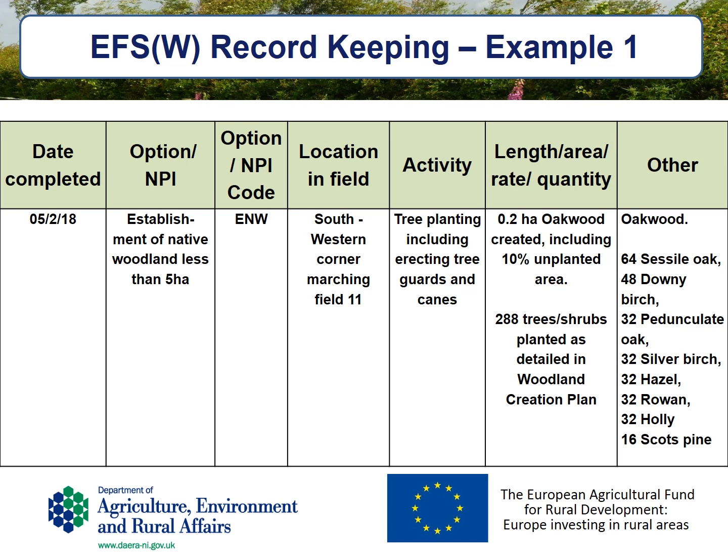In this example shown, the participant is recording the establishment of native woodland less than 5 hectare option by planting trees and erecting tree guards and canes in a 0.2 hectare field area, in field 4 on the 5th of February 2018. For this option, the species composition, the type of woodland established, and the number of trees or shrubs planted must be recorded. This is as detailed in the information sheet. The species composition should reflect the information provided in the woodland creation plan provided by DERA for that particular site.